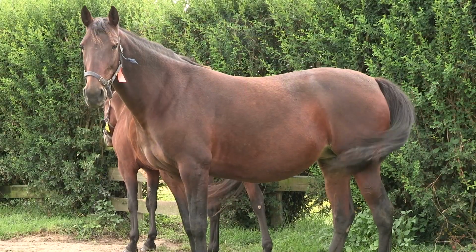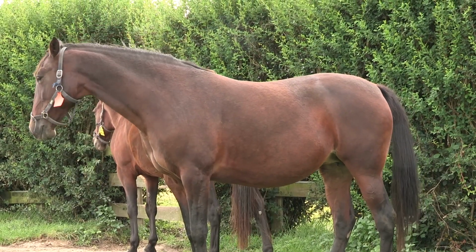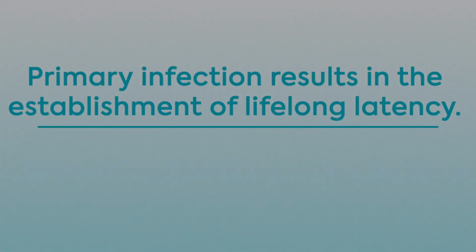Horses can become infected with EHV1 at any age, but most primary infections occur early in life, with or without clinical signs of respiratory disease. Foals can become infected before weaning, even in the presence of maternally derived antibodies, and this primary infection results in the establishment of lifelong latency.